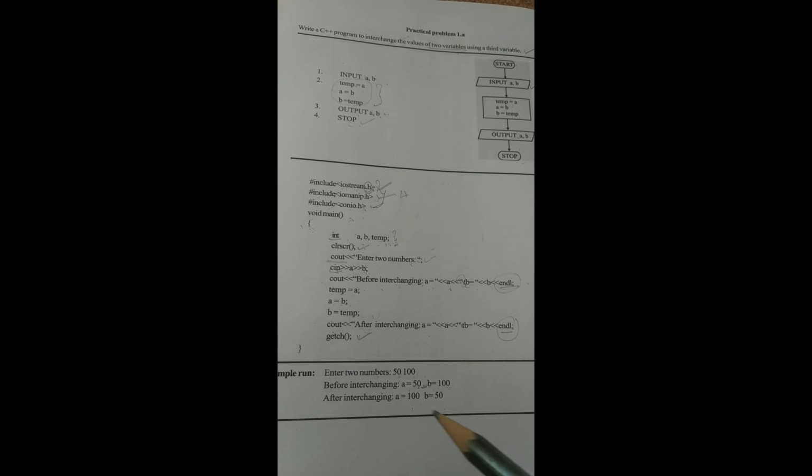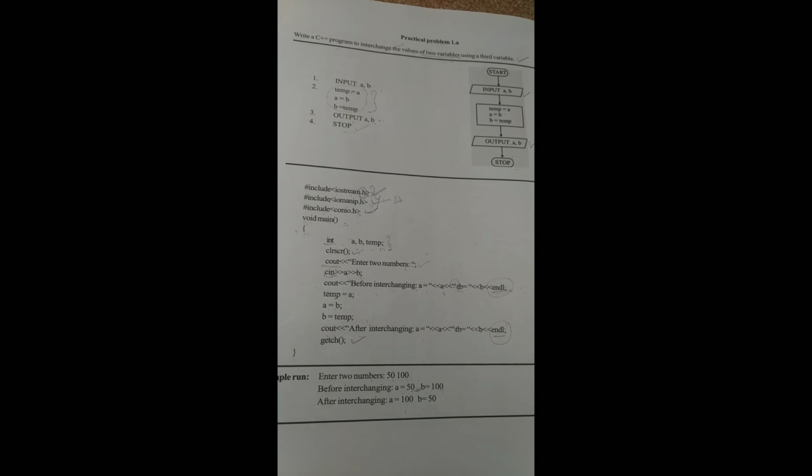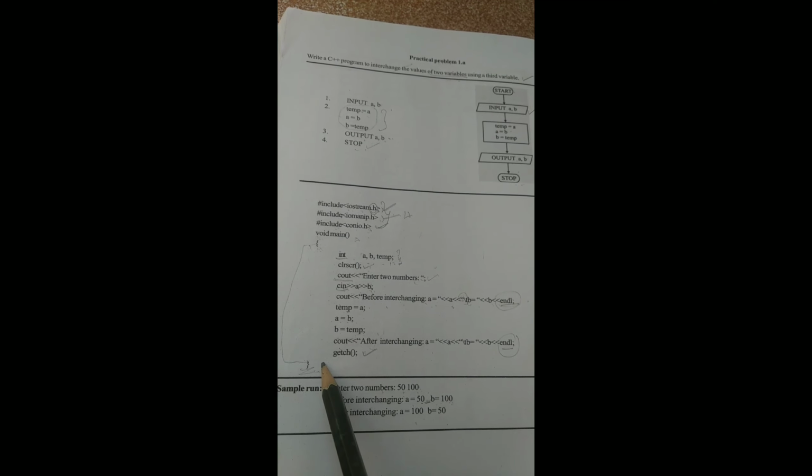Lastly, the getch. Getch is used to get a character from the keyboard. Once you press any key on the keyboard, it goes from the output screen back to the blue screen. Lastly, you are going to close the curly braces. When you open curly braces, you should always close curly braces. This is about the first program.